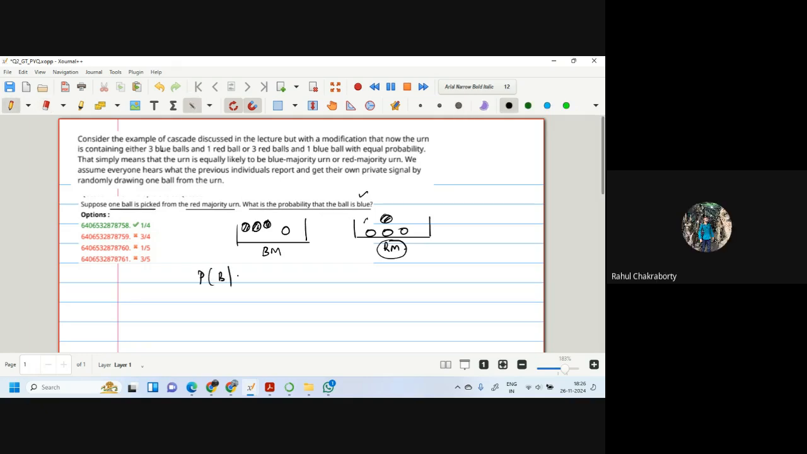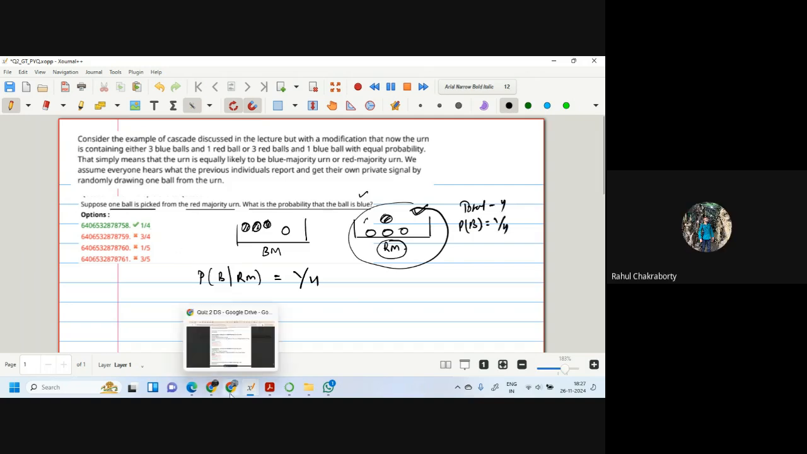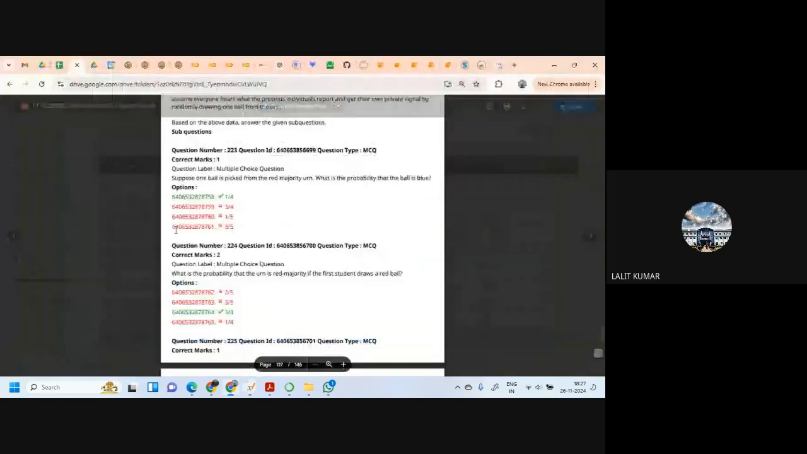Probability that the ball is blue. We have picked up one ball from the red majority urn. Red majority has got a majority of red, total 4 balls, and the probability of blue is 1 by 4. Suppose that one ball is picked from the red majority urn, what is the probability that the ball is blue? Red majority urn is given, so the probability of blue is directly 1/4. Yeah, agreed. Then we come to the next question.